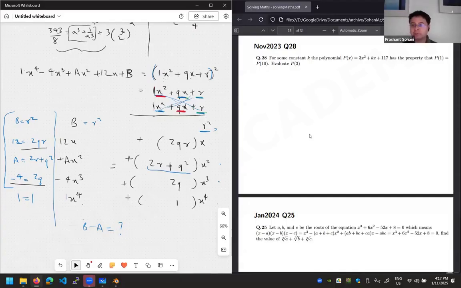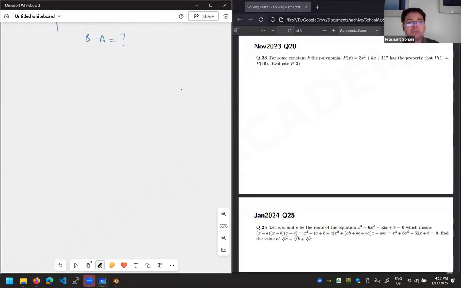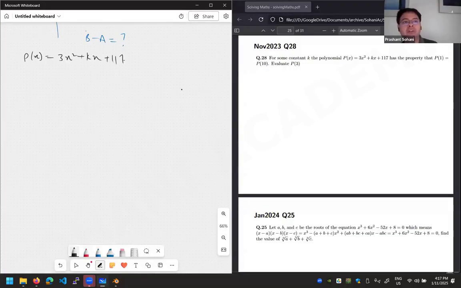So again, another problem related to polynomials. I think this question 28 is very simple. Again, should be a time saver. Almost without even writing any calculations, you can finish a problem like this. So what is given is some p(x) is 3x square plus kx plus 117, and you're just given the values of this polynomial at two different points. So p of 1 is equal to p of 10. So if I just put the values of x equal to 1 and x equal to 10, I'm just going to get the equation directly.